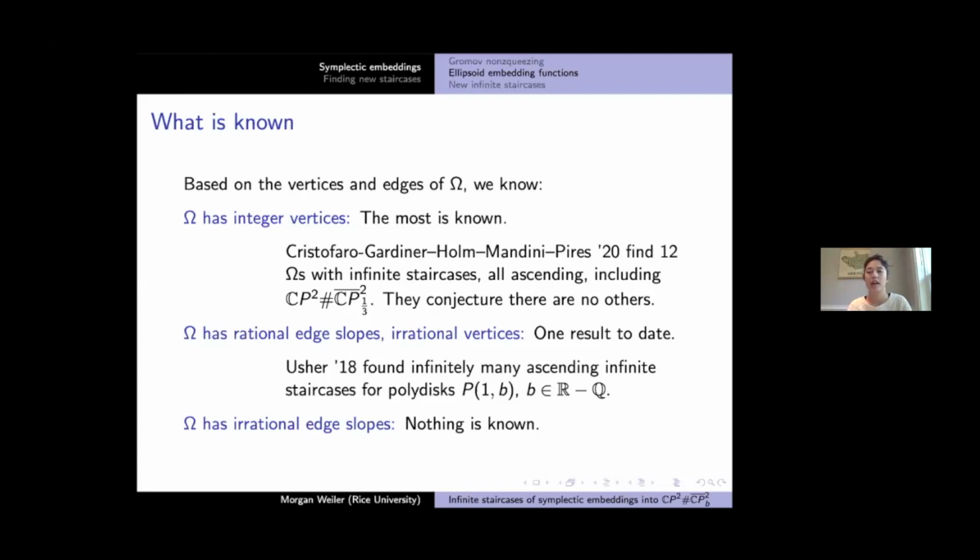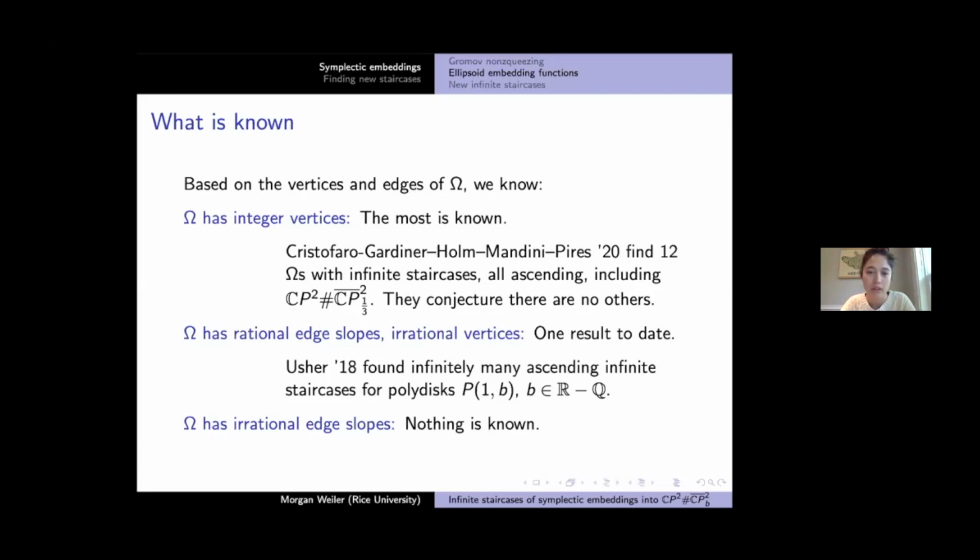What that means is that it doesn't matter if you scale your omega or your X_omega, right? That's just going to scale the ellipsoid embedding function. It's not going to change whether or not it has an infinite staircase. So basically what they're saying is that up to scale, there should be no other omega with integer vertices that have infinite staircases.